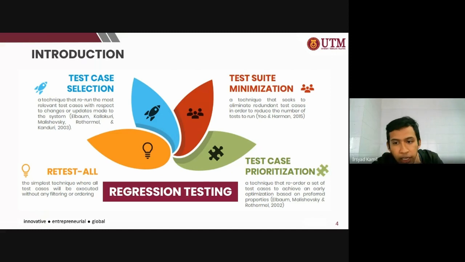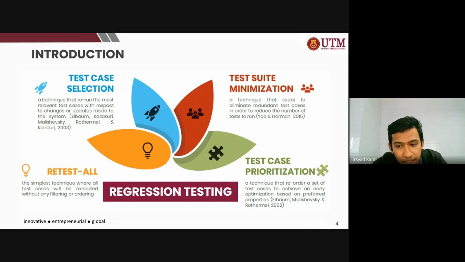So there are a few techniques that have been applied by them, which are test all, test case selection, test suite minimization, and test case prioritization. Test case selection is a technique that reruns test cases that are relevant to the changes or updates made. Test suite minimization is a technique that seeks to eliminate redundant test cases in order to reduce the number of test cases. That is why the name is minimization. It minimizes the number of test cases.